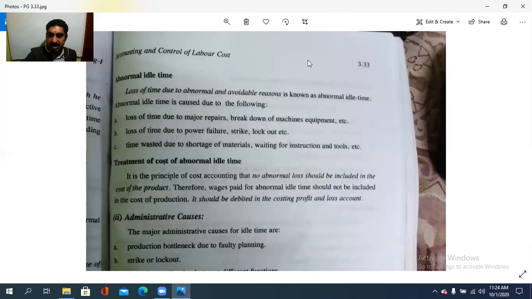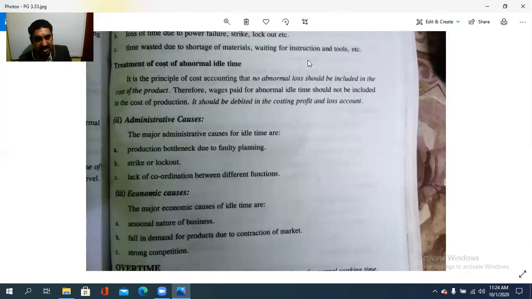Then another one, that is the productive causes with regard to the idle time. ഇനി administrative causes. The major administrative causes for idle time are production bottleneck due to faulty planning, strike or lockout, lack of coordination between different functions, etc. So production bottleneck, അതിന്റെ മൂക്കെ വെച്ച് വാർക്കാൻ എന്ന് നേരത്തെ ഒരു ചൊല്ല് കേട്ടിട്ടില്ലേ? ആ ഒരു രീതിയിൽ തന്നെ, പ്ലാൻ ചെയ്തിട്ടില്ല, ശരിയായ രീതി പ്ലാനിങ് ഇല്ലാത്തതുകൊണ്ട് നമുക്ക് പ്രൊഡക്ഷനെ അത് അഫക്ട് ചെയ്യും. അപ്പൊ ശരിയായ രീതി പ്ലാൻ ചെയ്തിരുന്നേൽ we are reducing or avoiding those cases, isn't it?